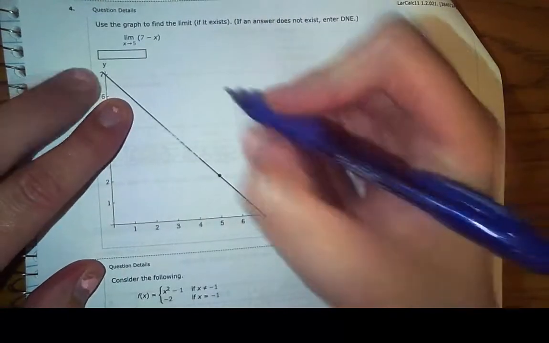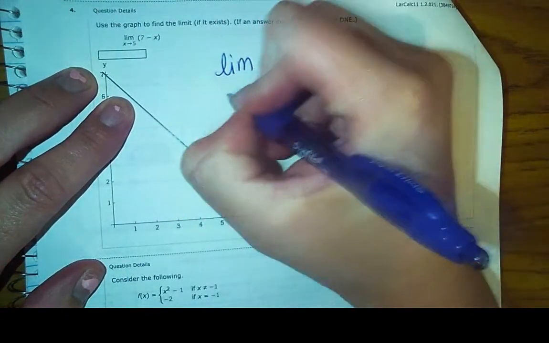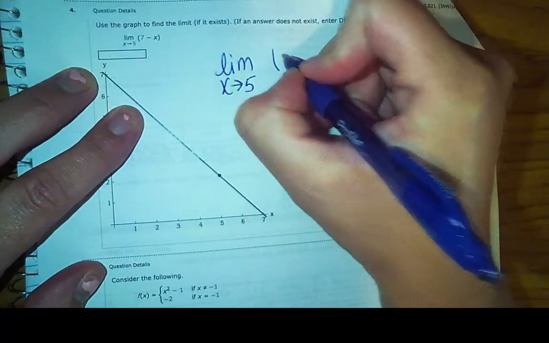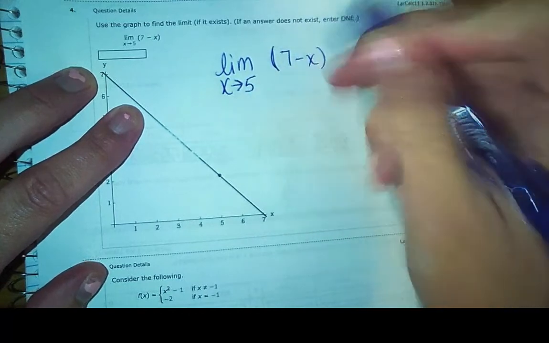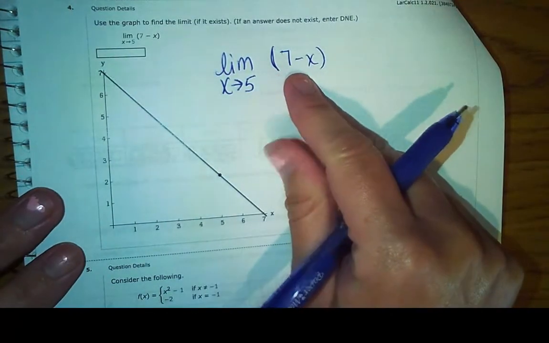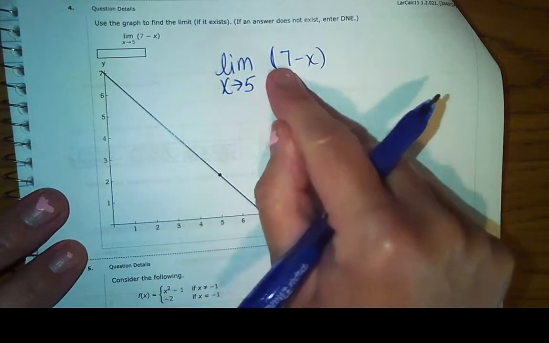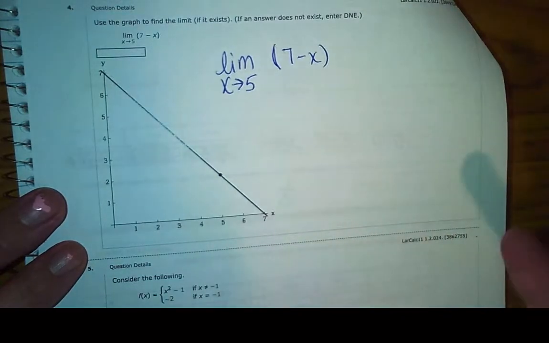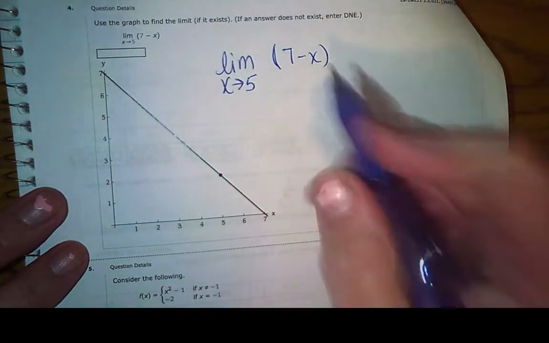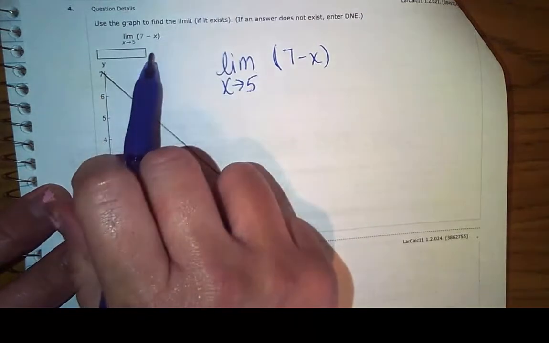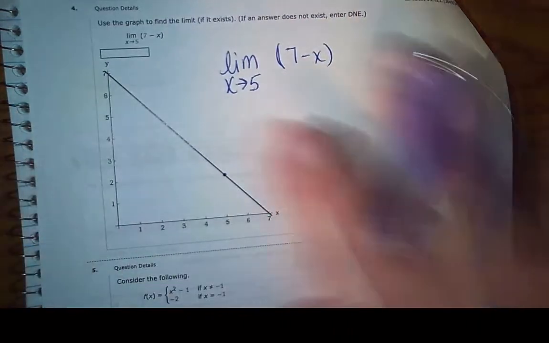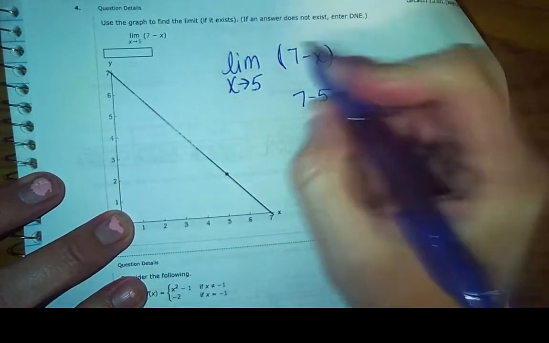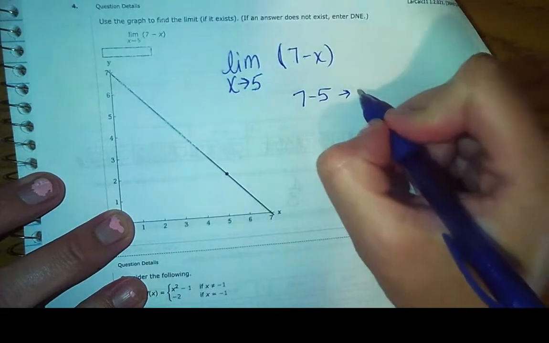All right, the first one is the limit as x approaches 5 of 7 minus x. Okay, so you should recognize that 7 minus x is a linear equation. It's a line that hits the y-intercept at 7 and has a negative slope, which means direct substitution works. It doesn't matter which way you do it, it'll work. So I've got 7 minus 5, and that gives you a 2.